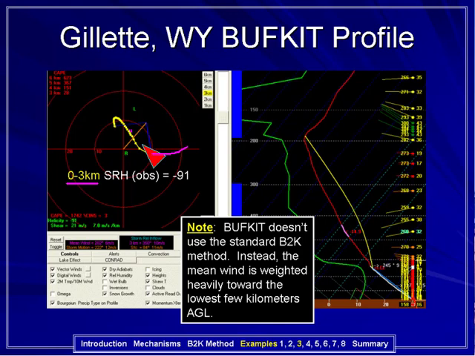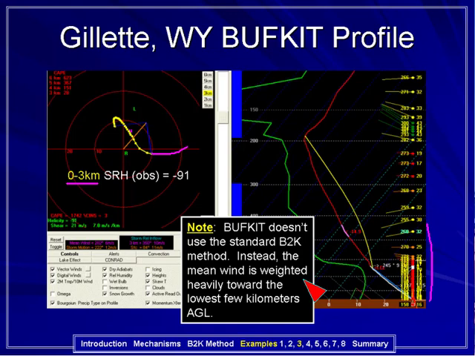So if you look over here in the bottom right, you see there's a lot of levels concentrated in the lower part of the profile because you're looking at the RUC and it's got a lot of levels down low. And that biases the mean wind toward the lowest few kilometers of the profile.